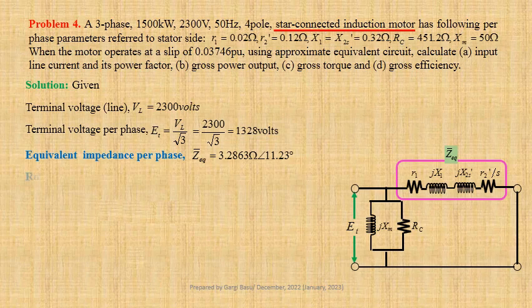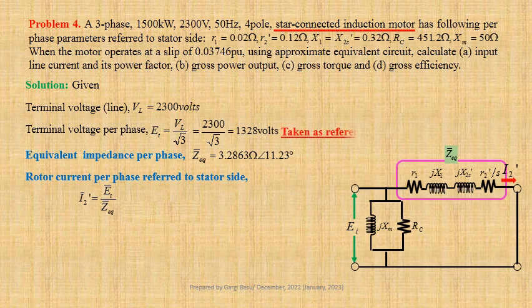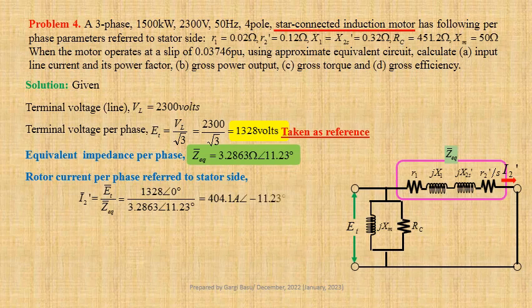Expression for rotor current per phase referred to stator side I2' equals ET divided by ZEQ. Taking terminal voltage per phase ET as reference, we get I2' equals 1328 at an angle 0 degree divided by 3.2863 at an angle 11.23 degree. That gives us 404.1 ampere at an angle minus 11.23 degree.